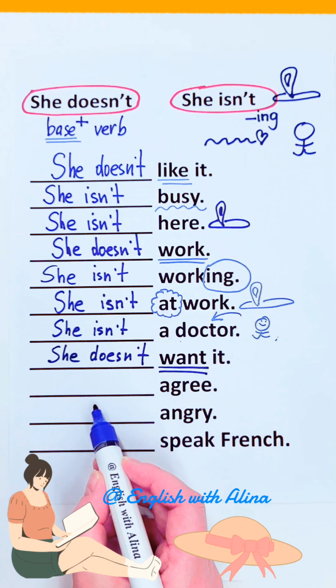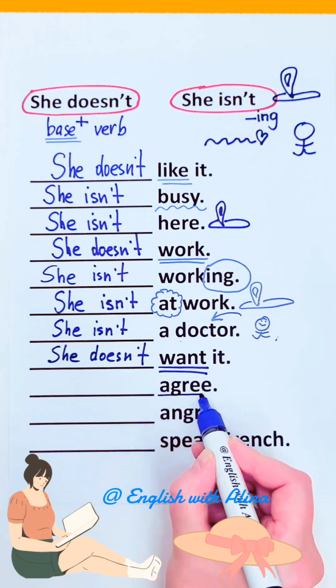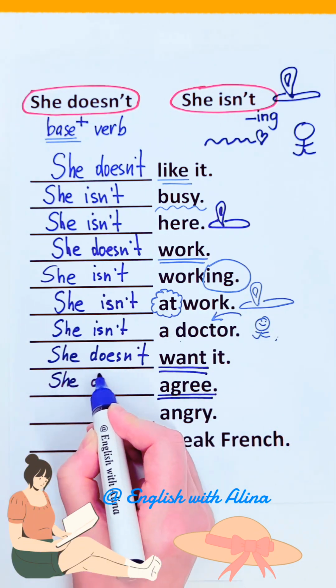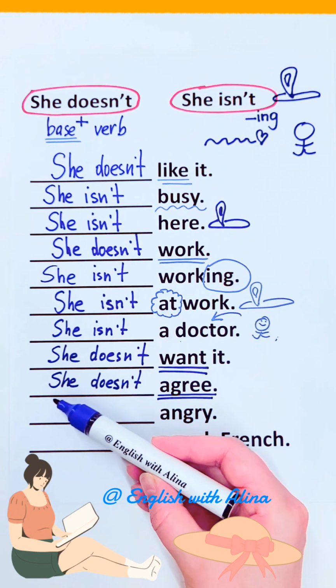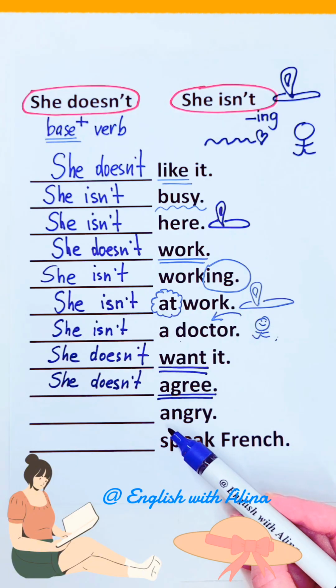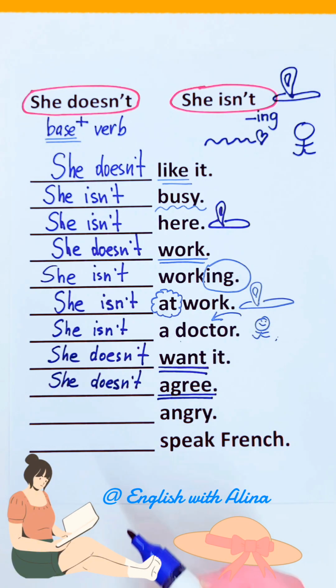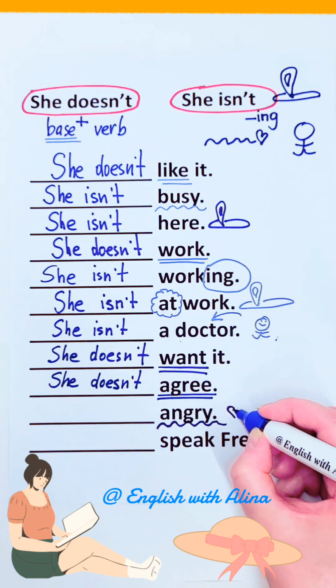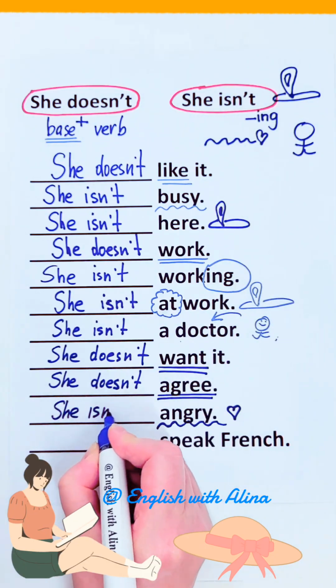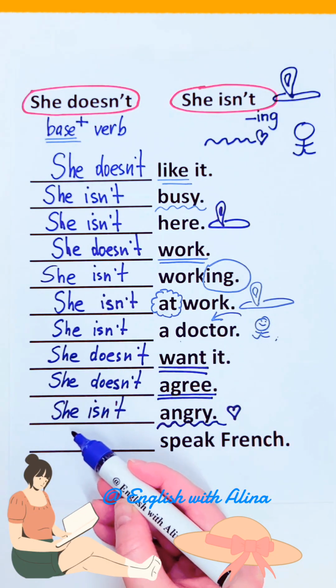Blank, agree. Agree is also a base verb. She doesn't. She doesn't agree. Blank, angry. Angry is an adjective. She isn't. She isn't angry.